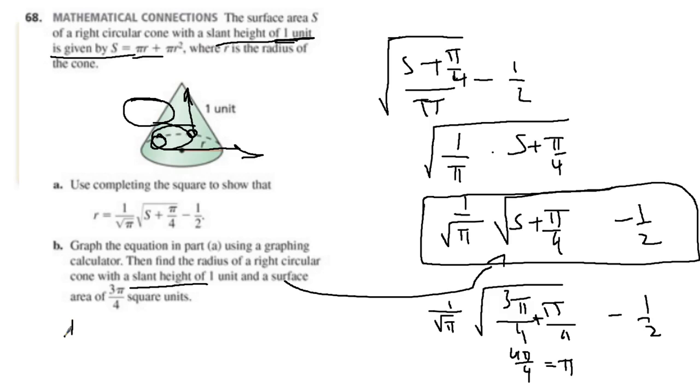We have 1 over square root of pi multiplied by the square root of pi, minus 1/2. Anything multiplied by its reciprocal is equal to 1. I'm pretty sure you learned that at a very young age. 1 minus 1/2 is equal to 1/2. And 1/2 is the radius if the surface area is 3 pi over 4 square units.